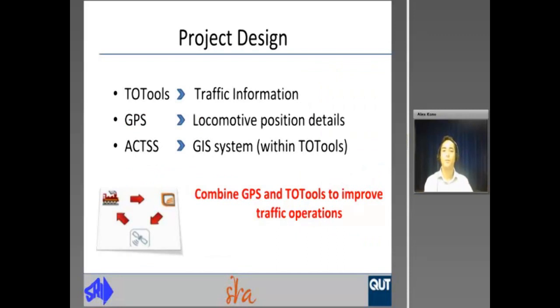So to talk about how we designed this project, I need to mention 3 systems. The first one is Steel Tools, which tells us what locomotives are supposed to do. The second one is the GPS system, which tells us where locomotives are at any given point in time. And also ACTS, which tells us the physical location of sidings and mills and railway tracks. We then combine all these 3 systems to improve traffic operations.